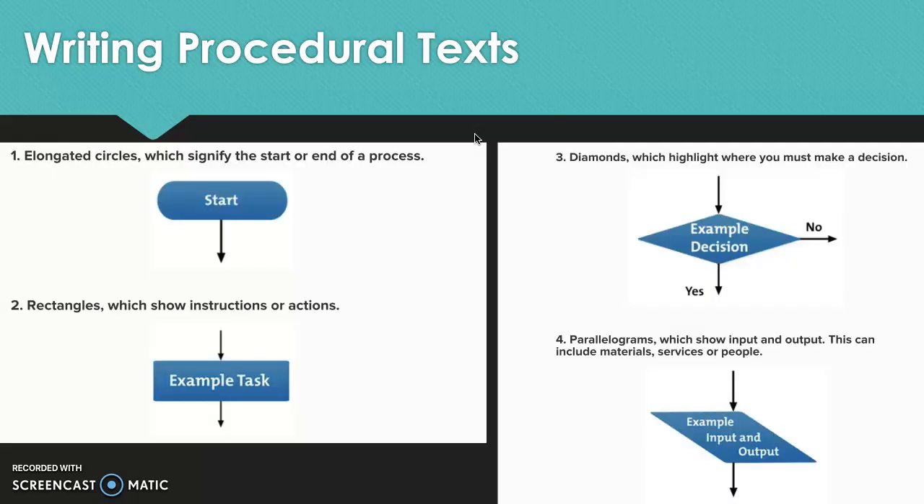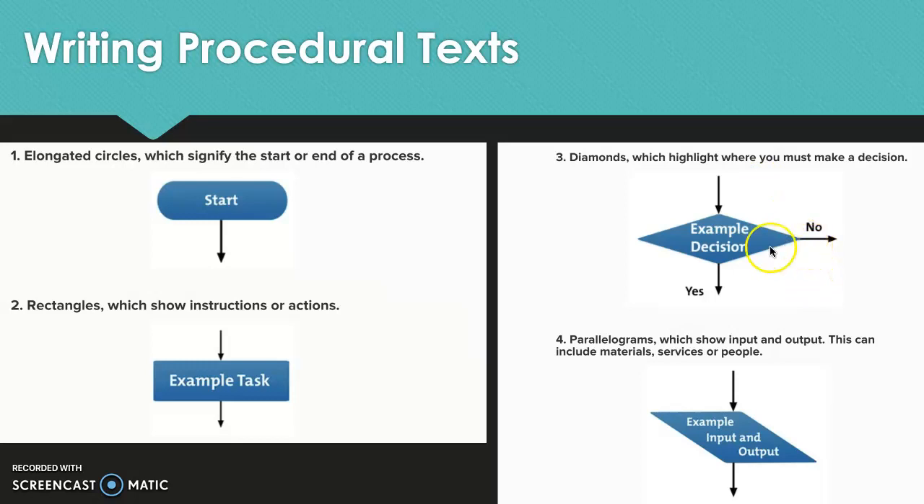And let's take a look at what those look like. So a flowchart begins with this kind of elongated circle. And that's where you start and end a process. So it would start with this shape and end with this shape. Arrow down to the next step, and then you use rectangles, which show instructions or actions. Moving over to diamonds. Diamonds highlight where you must make a decision or where the reader should make a decision.